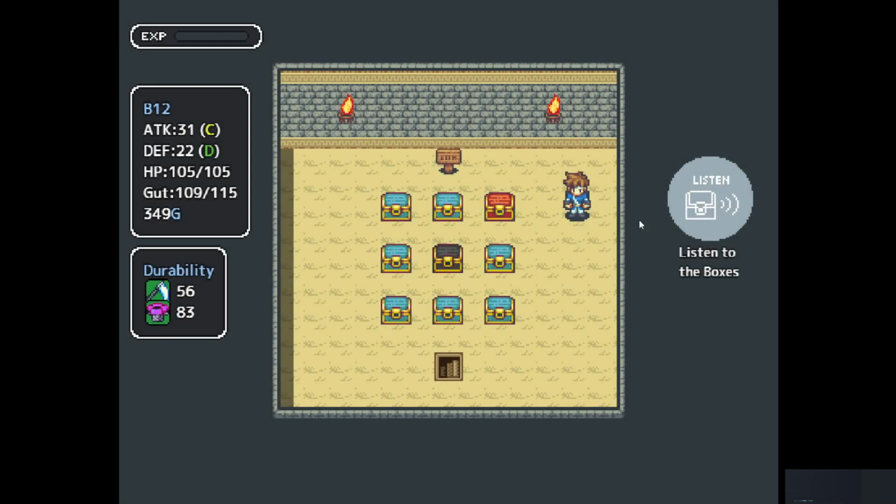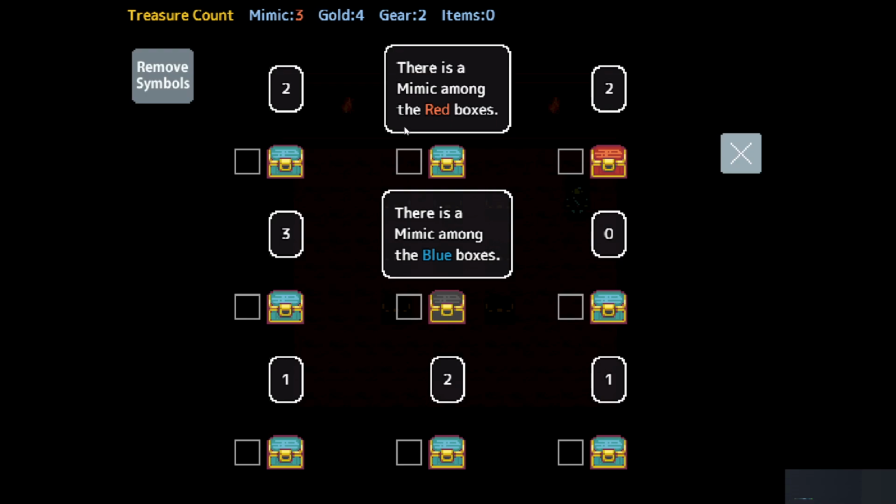Oh my gosh, Nasa's getting lots of buffs. This is just saying that this is a mimic. There's a mimic among the blue boxes is true. This is false. And that is false. And one of those two is false as well. This says 2, which means that one is false, and that one is then true. Cool. Easy.